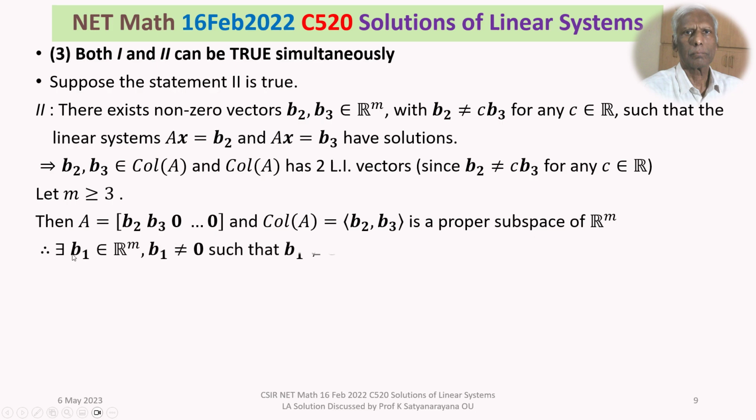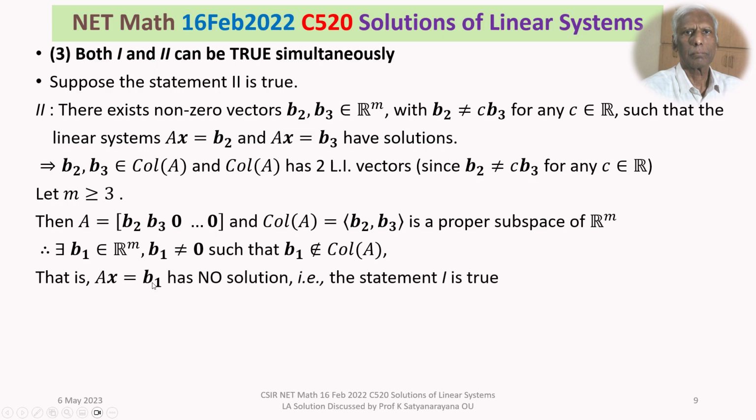That means there exists b1 belongs to R power m, b1 not equal to 0, such that b1 does not belong to column space of A because it's a proper subspace. When b1 does not belong to column space of A, that is, the system Ax is equal to b1 has no solution. b1 does not belong to column space of A. Recall that earlier theorem.